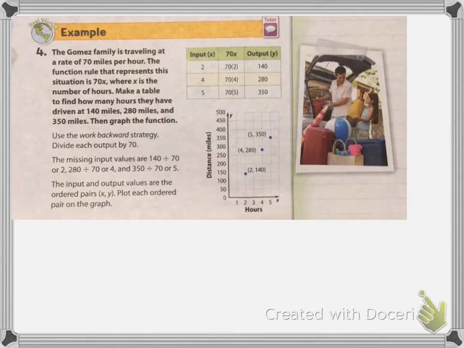All right, looking at the bottom example, it says the Gomez family is traveling at a rate of 70 miles per hour. Okay, so that 70 miles per hour is indicated right here in our function rule. The function rule that represents a situation is 70x, where x is the number of hours. It's very important that you're paying attention to what it's saying. It says where x is the number of hours. That is a super important thing to note. So x equals number of hours.